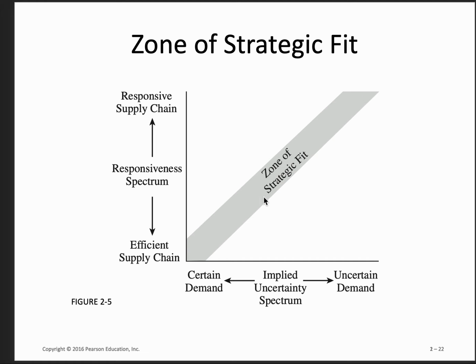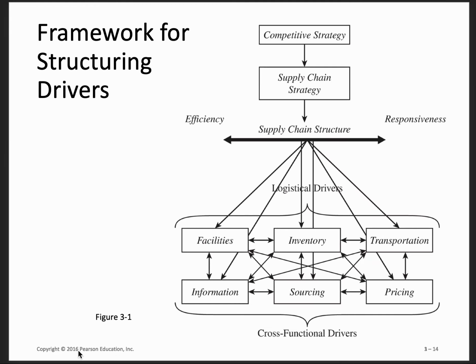Assuming that we have designed our supply chain to fit in the zone of strategic fit, the supply chain drivers that we are talking about play an important role in making sure that, if the design is good, your supply chain is working well. So if you remember the efficiency to responsiveness spectrum, your supply chain can be anywhere on the spectrum, and these are the six main drivers that affect your supply chain structure.